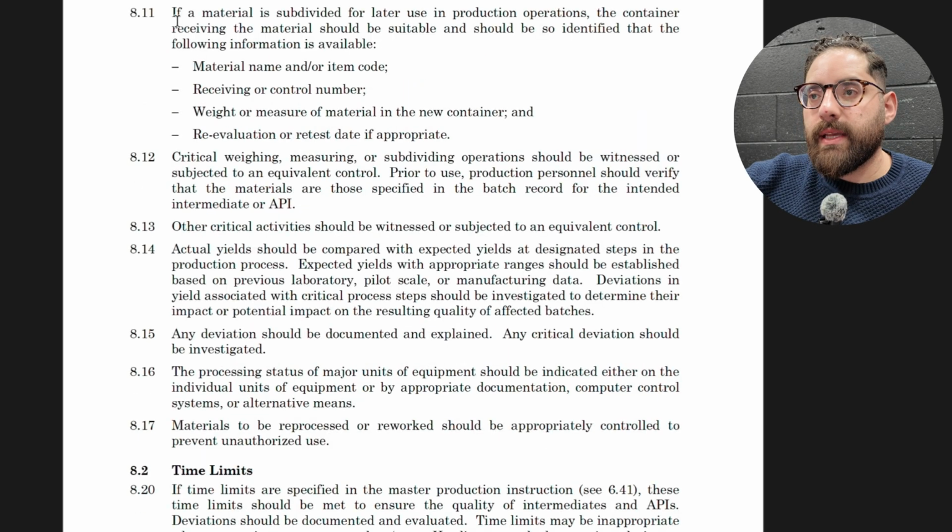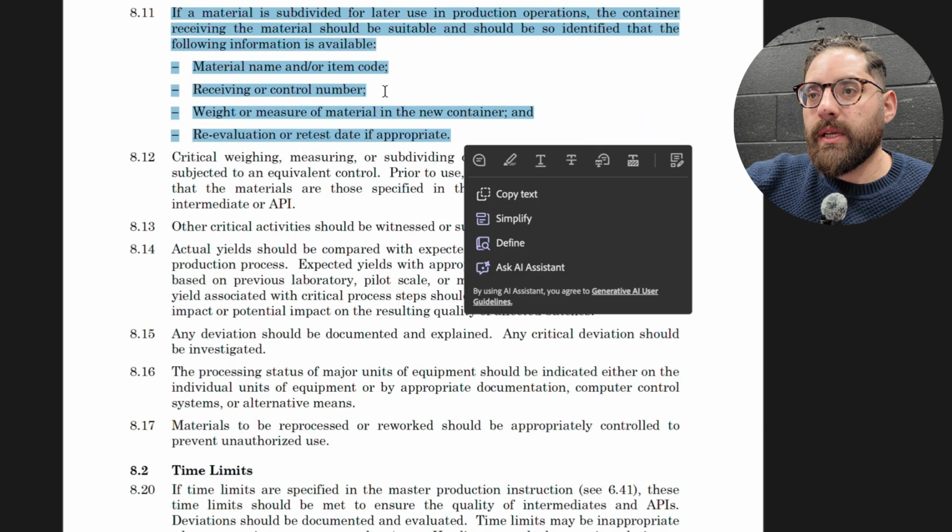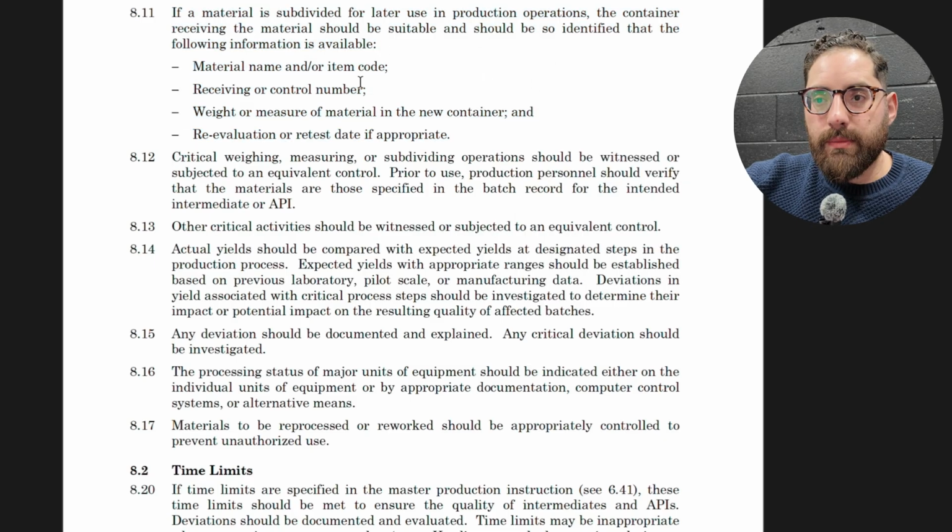So it has requirements like if a material is subdivided for later use in production, the container receiving the material should be suitable and should be so identified. The following information is available. Traceability requirements, weighing, measuring, or subdividing operations should be witnessed or subjected to an equivalent control verification. Other critical activities should be witnessed or subjected to an equivalent control.